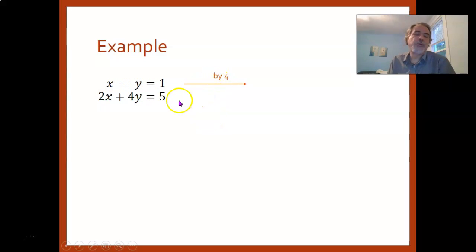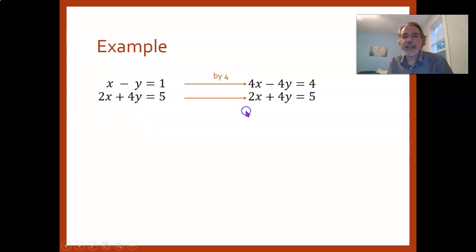I think I'll do it by 4. Why not? So the bottom equation can stay the way it is. The top equation gets multiplied by 4, which turns it into 4x minus 4y equals 4. And now when I add these together, I get 6x equals 9.